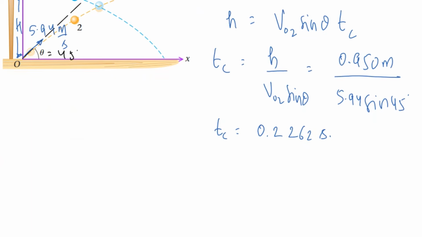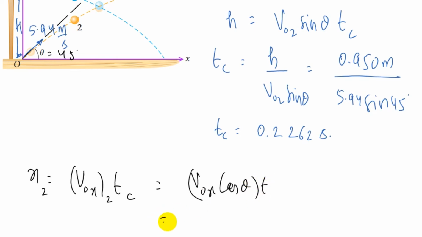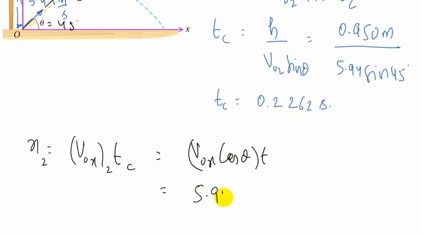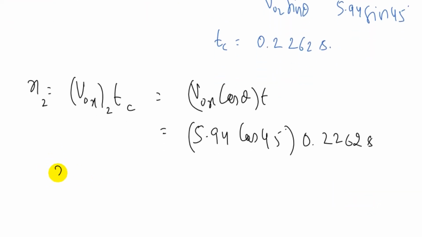Now what would be the x position for marble 2? x2 will be equal to v naught x for marble 2 multiplied with the time of collision, and v naught x2 we have is v naught 2 cosine theta. So v naught is 5.94, cosine theta with theta 45 degrees, multiplied with time 0.2262 seconds, and from here this x2 comes out to be nearly 0.950 meter, and the y value will be the h value itself, which is 0.950 meter.